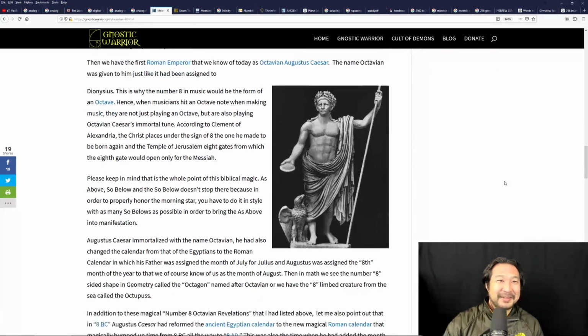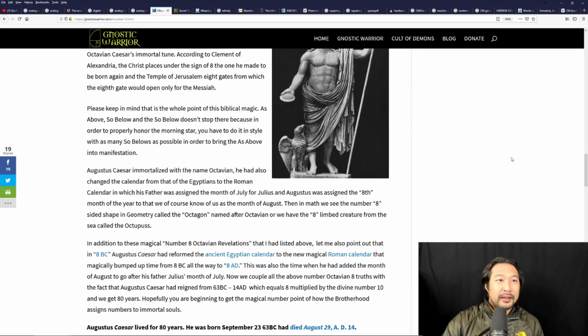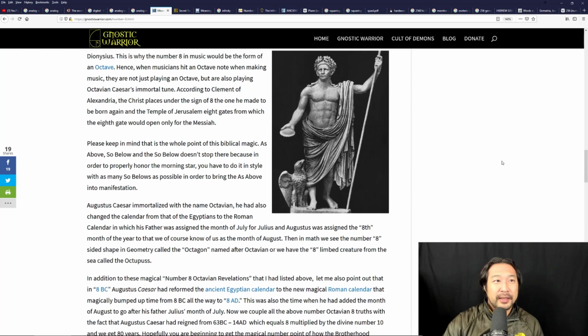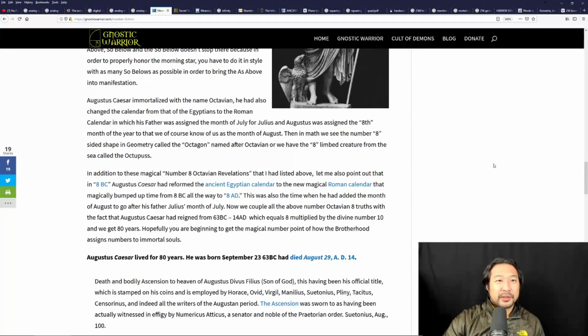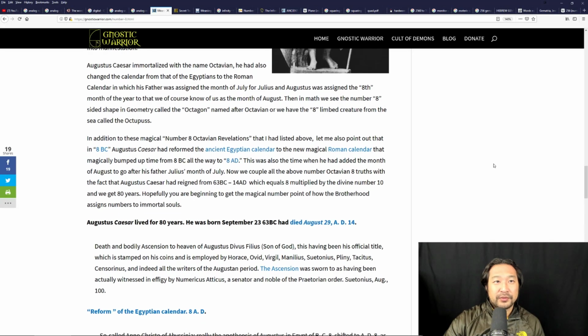That's interesting, huh? So we already went over Dionysus, if I'm saying that right. Oh, here's something interesting. Please keep in mind that the whole point of this biblical magic is as above, so below. And so below doesn't stop there, because in order to properly honor the morning star, you have to do it in style with as many so belows as possible in order to bring the as above into manifestation. Interesting. Augustus Caesar immortalized with the name Octavian. He also changed the calendar from the Egyptian to the Roman calendar, in which his father was assigned the month of July for Julius, and Augustus was assigned the 8th month of the year.